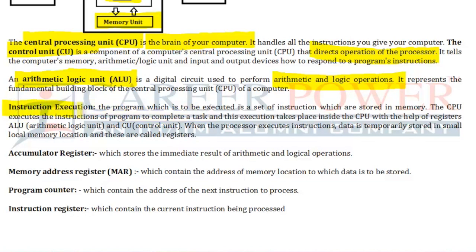Now, what is instruction execution? The programs that need to be executed are actually sets of instructions, and they are stored in the memory. Now, the CPU needs to execute these sets or steps of instructions, and the CPU does so with the help of registers. Among those registers, we have the accumulator register, memory address register, program counter, and instruction register. There are many more, but you need to get brief knowledge of these registers.